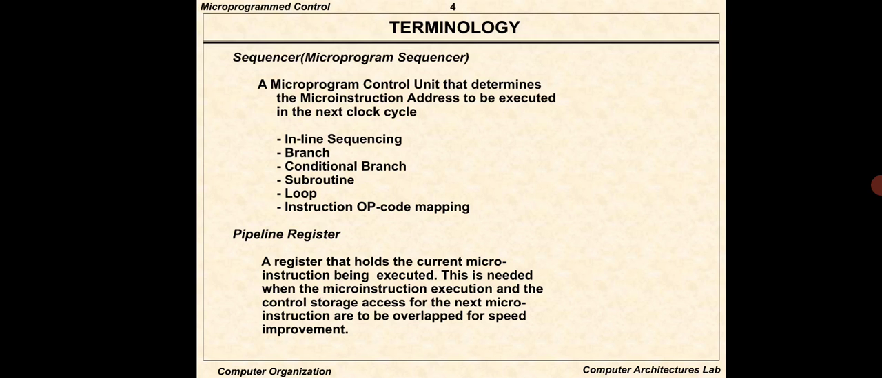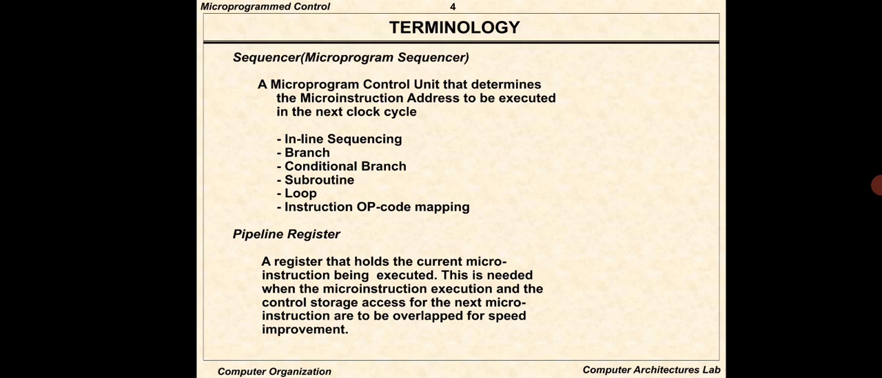Subroutine acts as a function. It will call a particular function, that is a subroutine program. It will execute that subroutine program, then it returns back to the main program. The next one is a loop, where a few of the microinstructions are to be repeated again and again, so we keep them in the loop. Next is your instruction opcode mapping. If I want to map the opcode of two instructions, then I'll be using this particular sequencer.